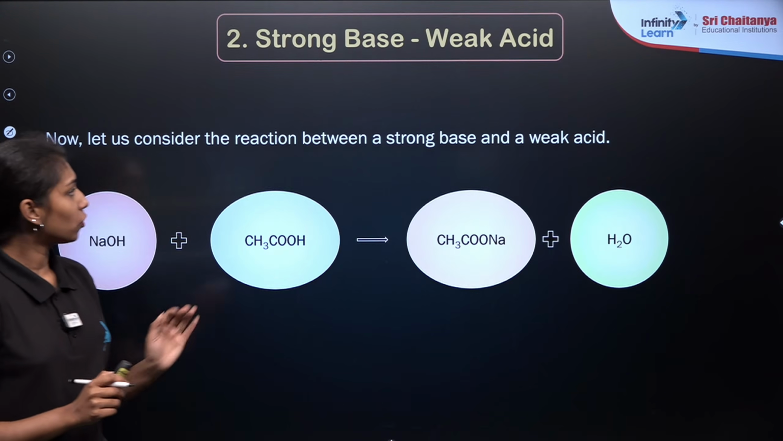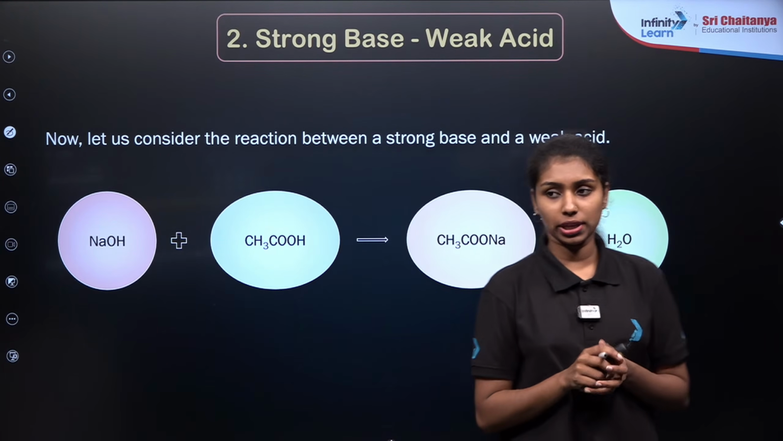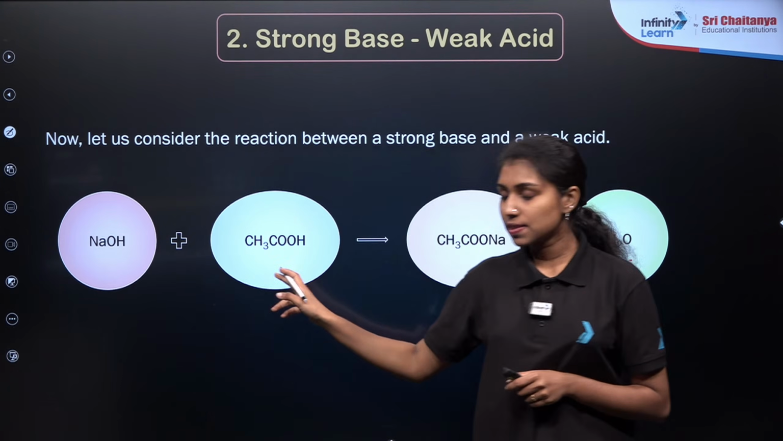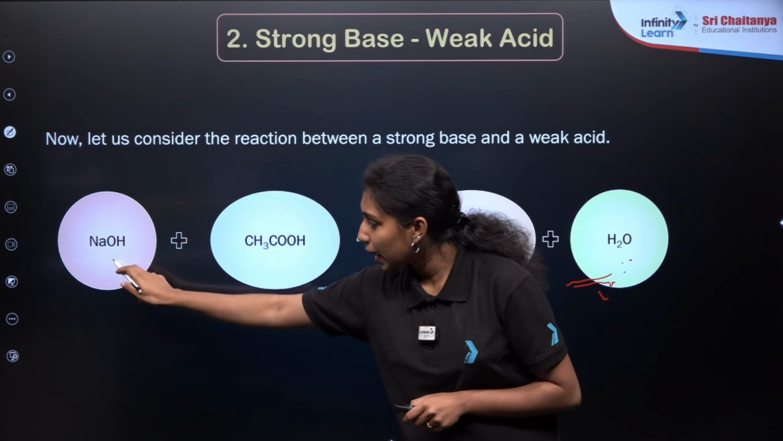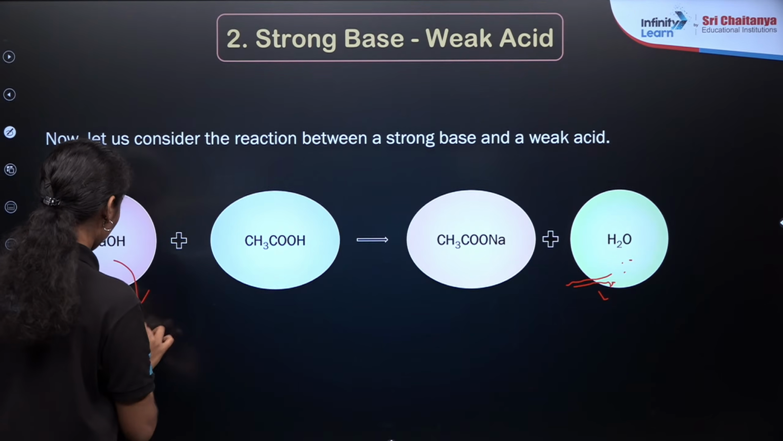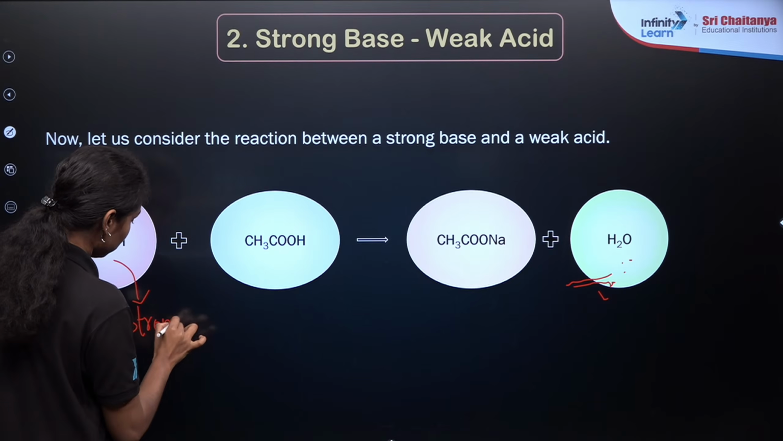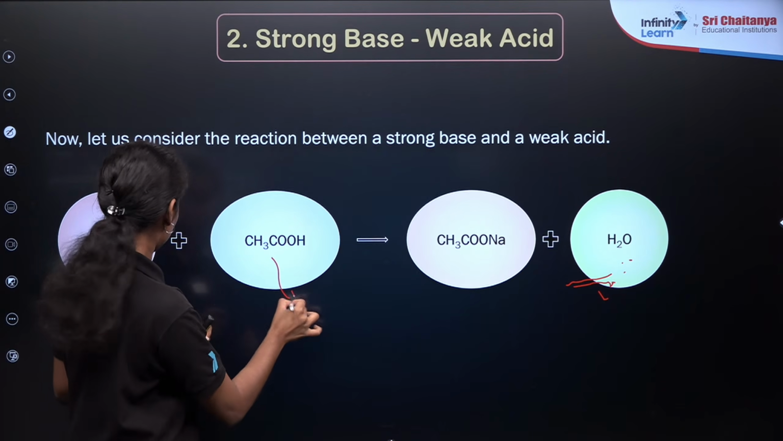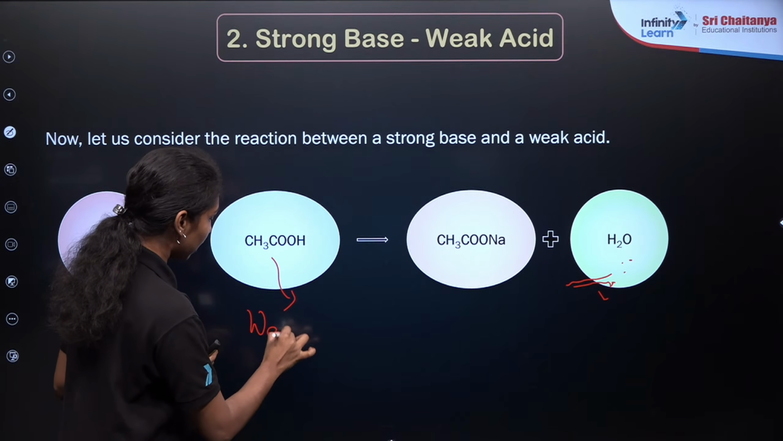So what about the nature of the salt formed here? NaOH plus CH3COOH, right? As we already know, sodium hydroxide is a strong base, right? Then what about the case of acetic acid? It will be a weak acid, right?